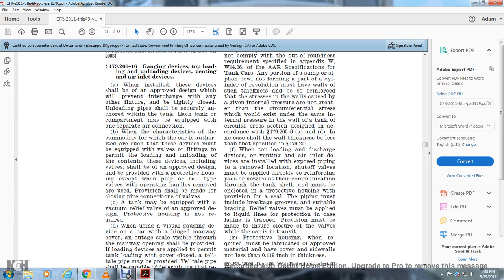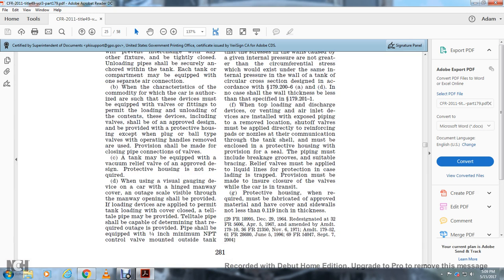179.216 Gauging, top loading and unloading devices, venting, and air inlet valve. When installed, the device shall be of an approved design which prevents the interchange with any of the other fixtures. Be tight and closed. The unloading pipes shall be securely anchored within the tank. Each of the tank compartments may be equipped with one separate air connection.